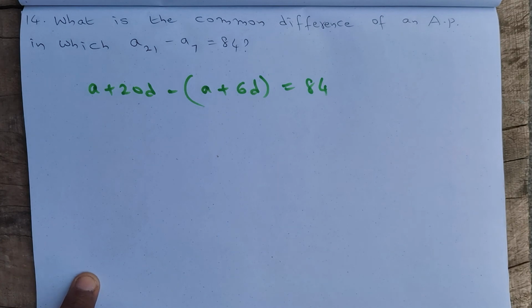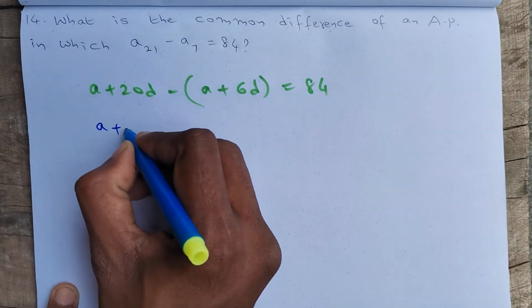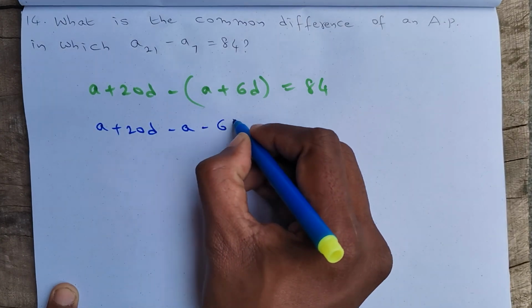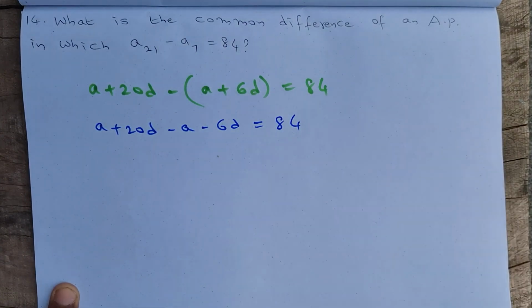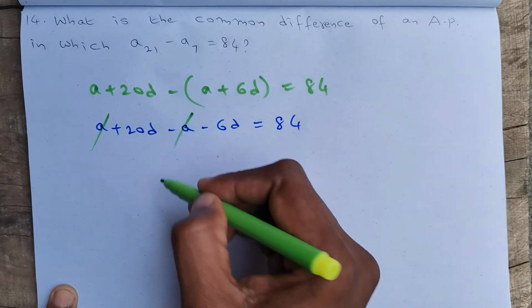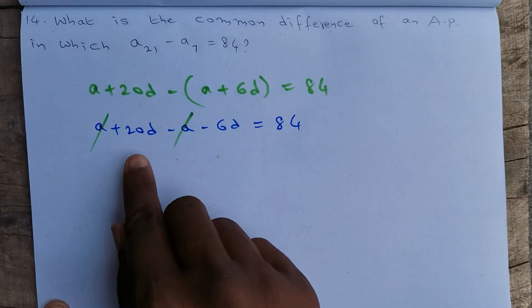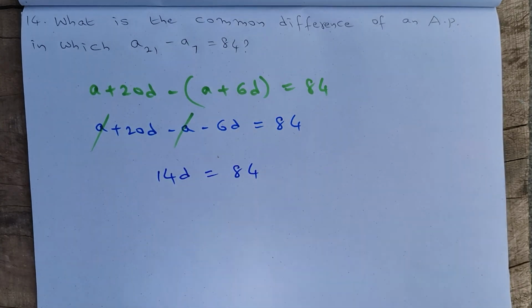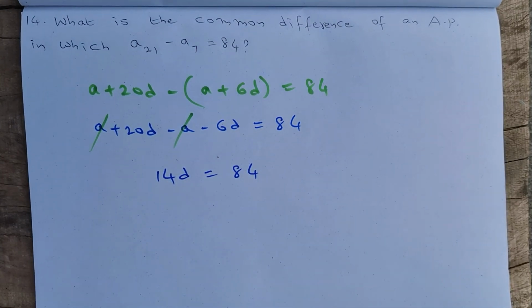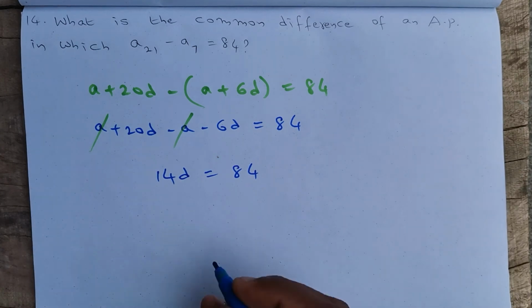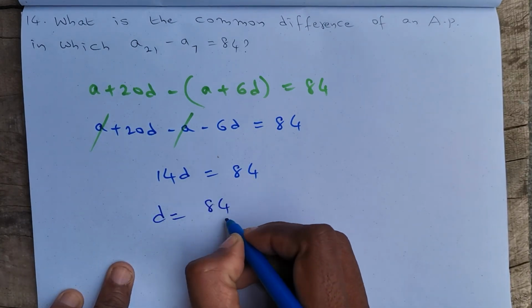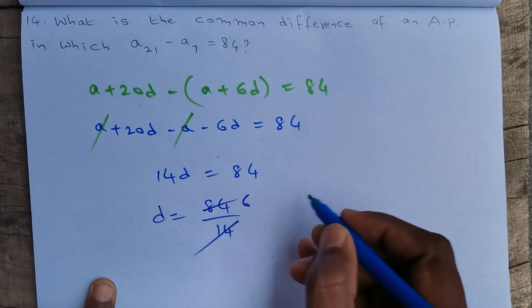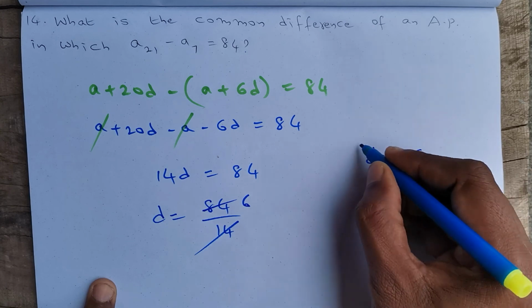So now let us open the bracket. A plus 20d, minus into a, minus into plus 6d, minus 6d is equal to 84. Plus a minus a both will get cancelled. So we remain with 20d minus 6d, 14d is equal to 84. We want the d value, so I will take 14 to the right side. So d is equal to 84 divided by 14. In the 14 table where are we going to get 84? 14 ones are 14, 14 sixes are 84. So the common difference is 6.